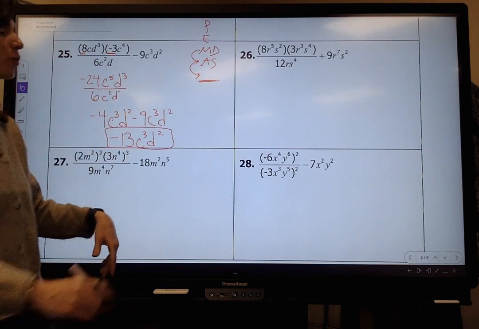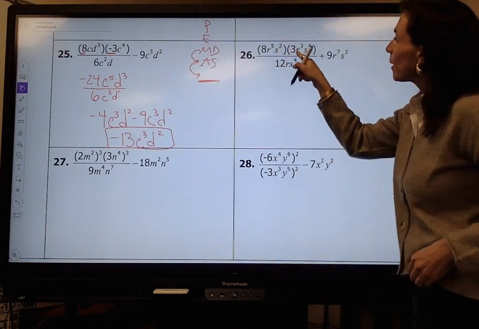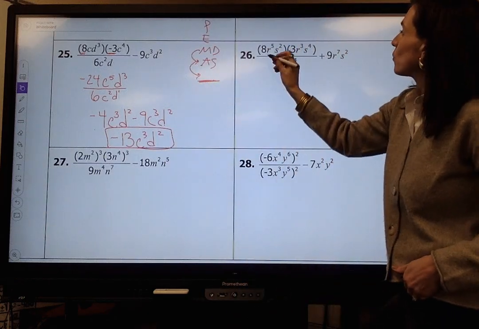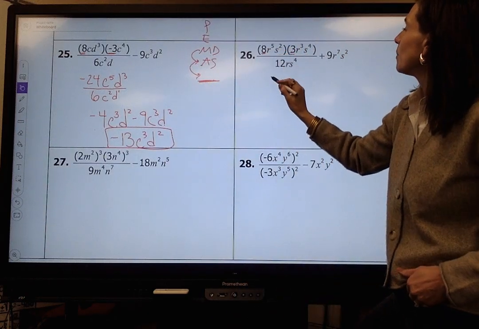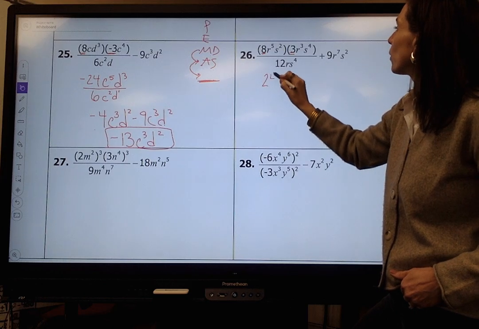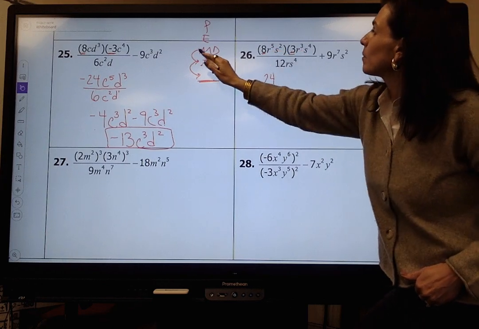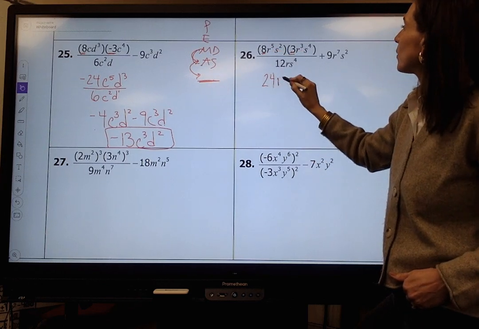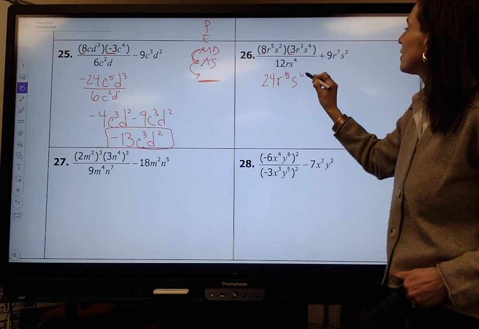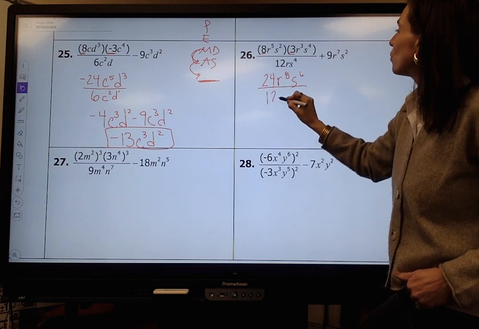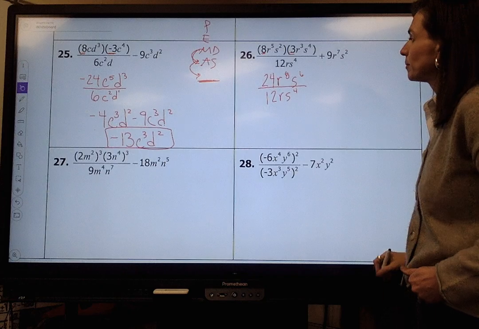Okay, let's take a look at number 26. Same thing. I'm going to multiply up here. So it's a multiplication rule. So these guys do what they're told. 8 times 3 is 24. And I add my exponents because my exponents are a step behind. So I get r to the 8, s to the 6th, all over 12r s to the 4th.